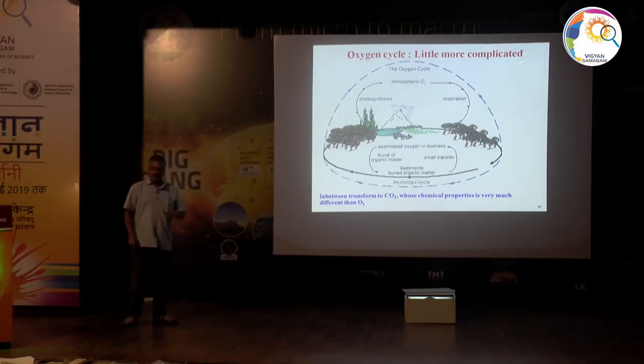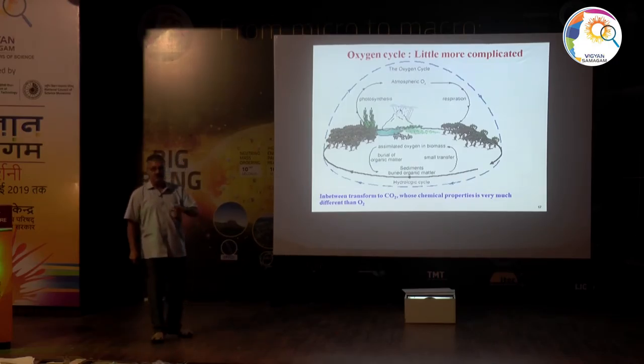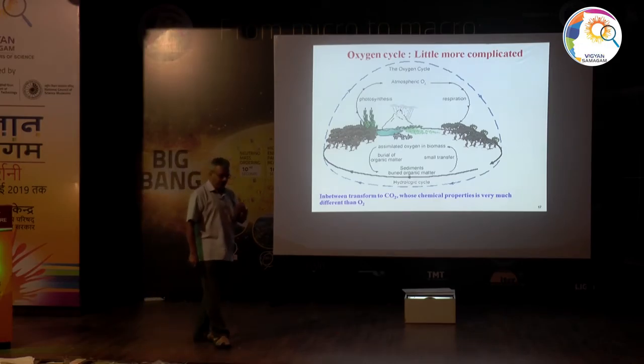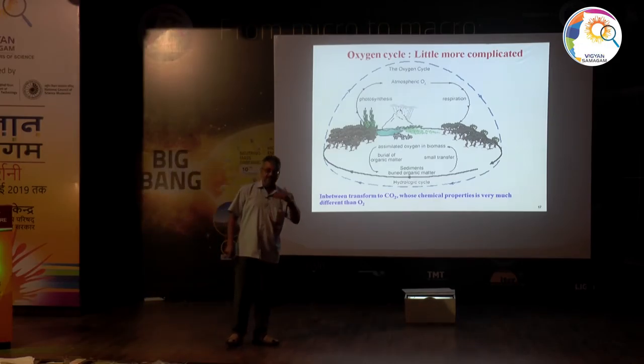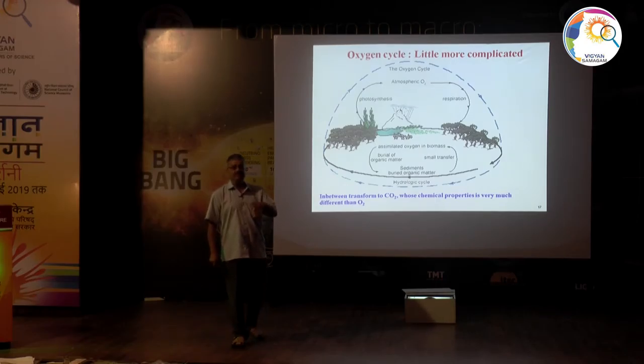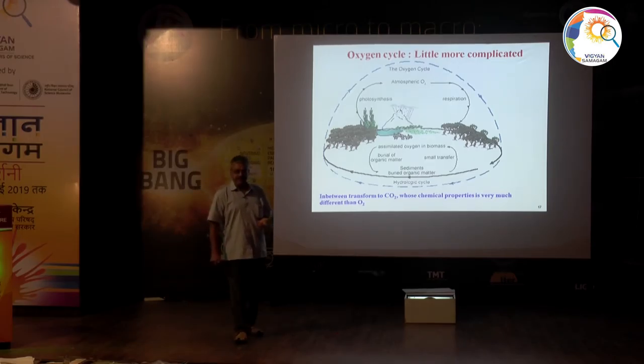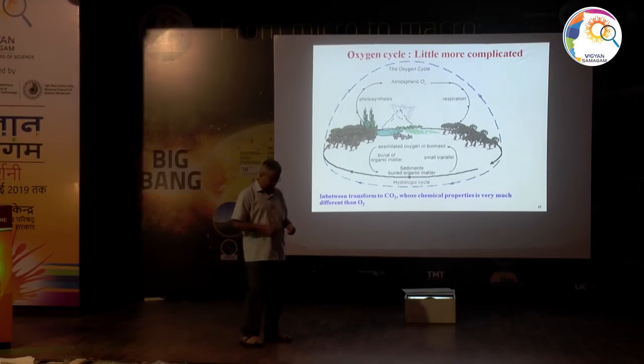So I would not exactly give this as an analogy for neutrino oscillation, but the thing I am saying is that what you see may not always have the same properties of the same material. It transforms into something that behaves in a slightly different way. And actually the nitrogen cycle is even more complicated.